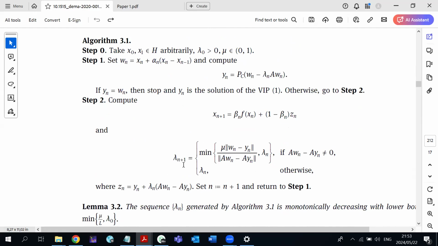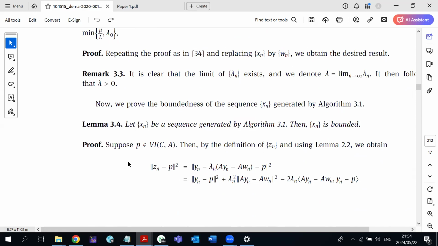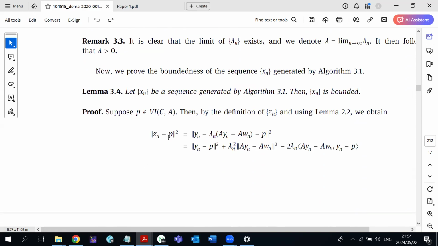So here we have our step length. We have n to be the minimum of. We have already explained the lambda before, so we don't need to talk about that now. Here we want to prove the convergence, that is, to prove that P is in the solution set of the relational inequality C, A.